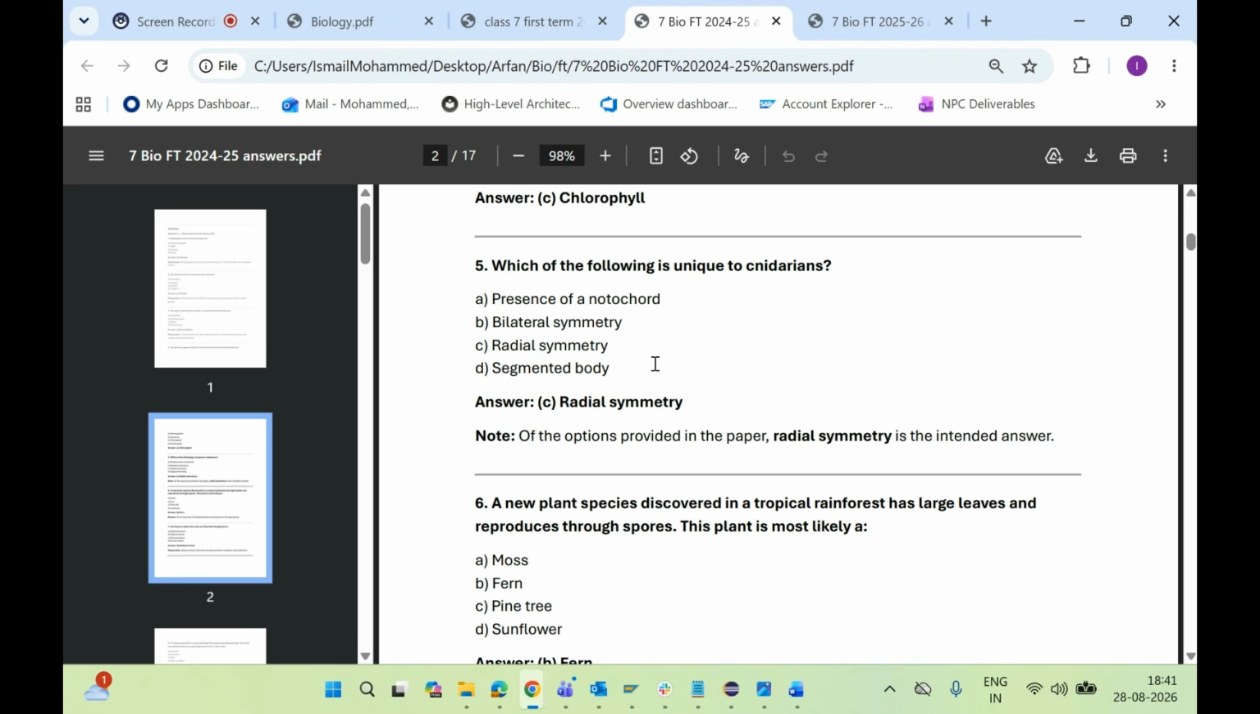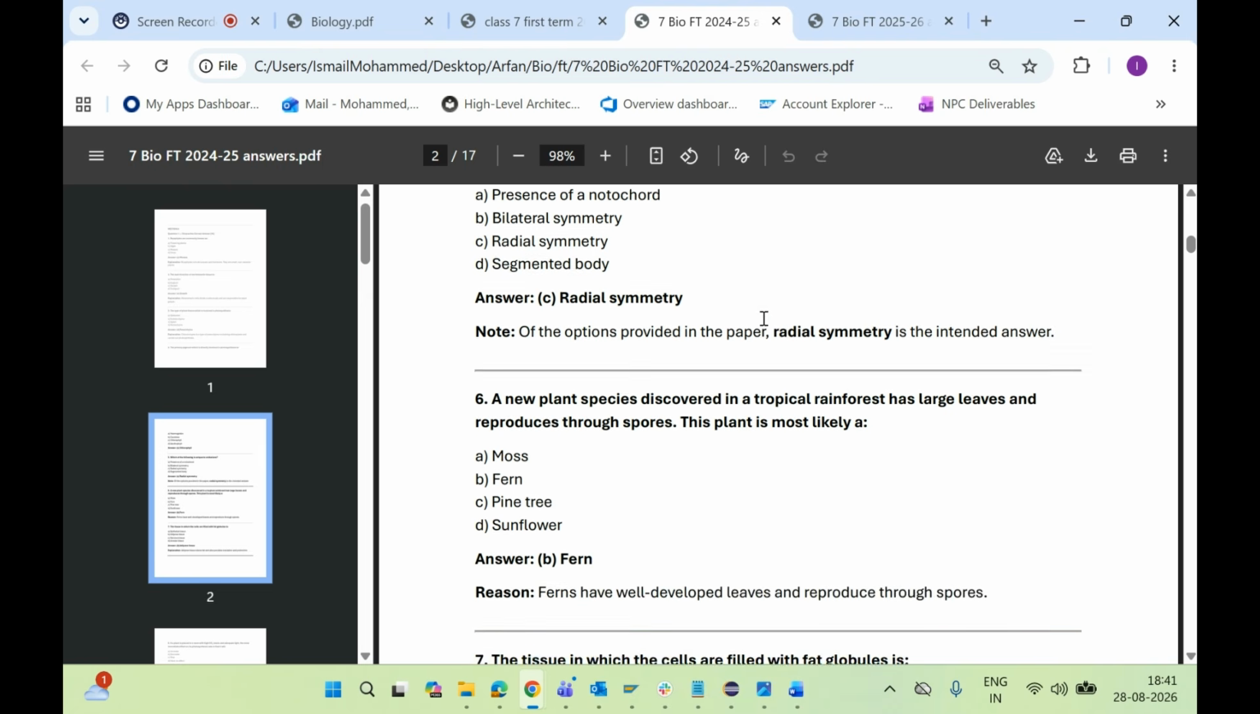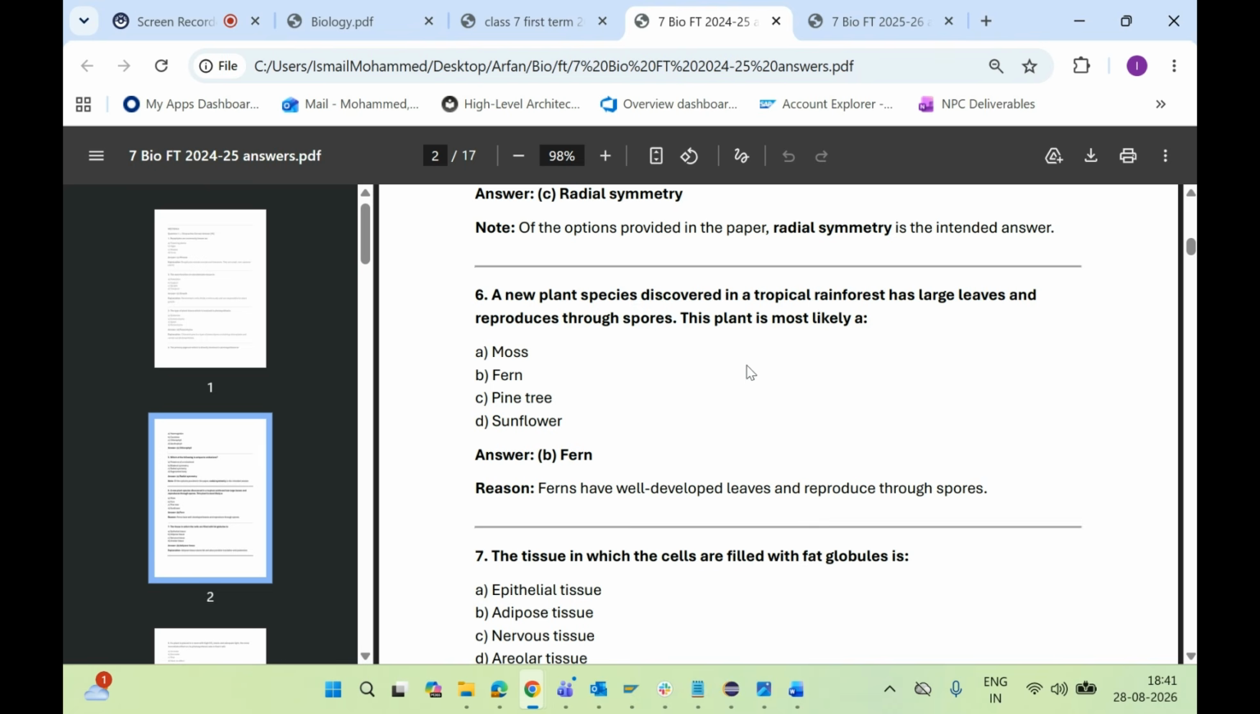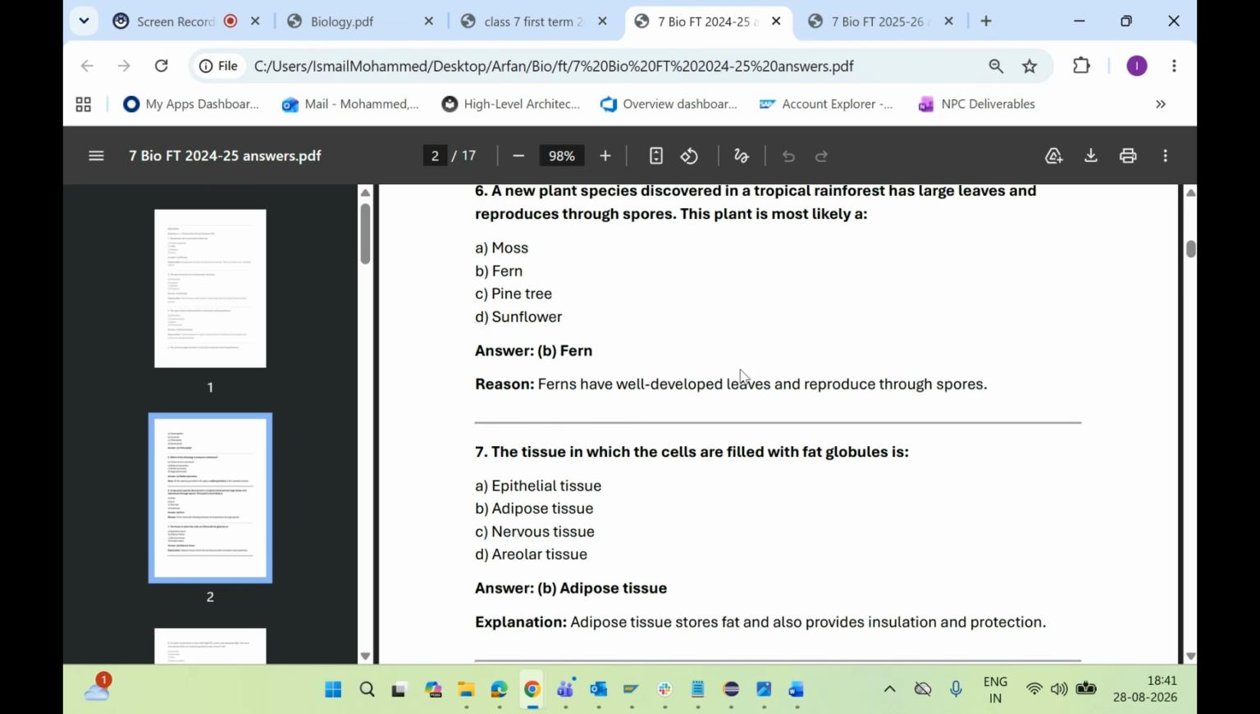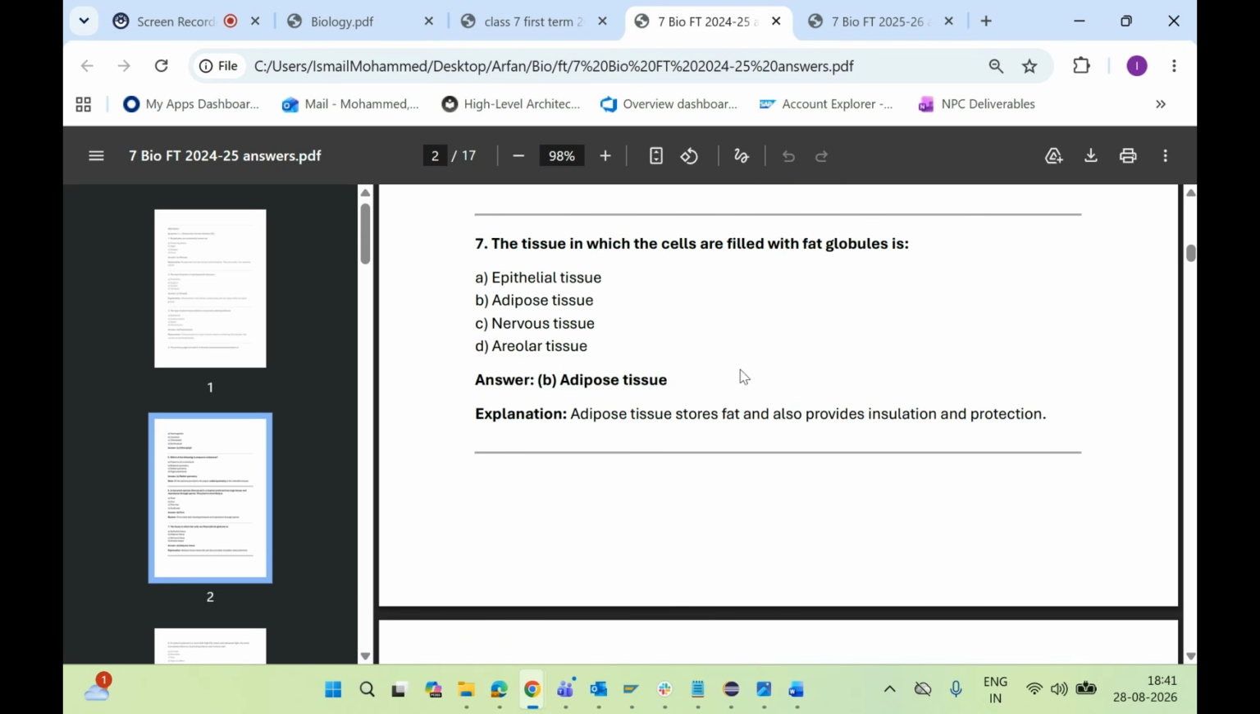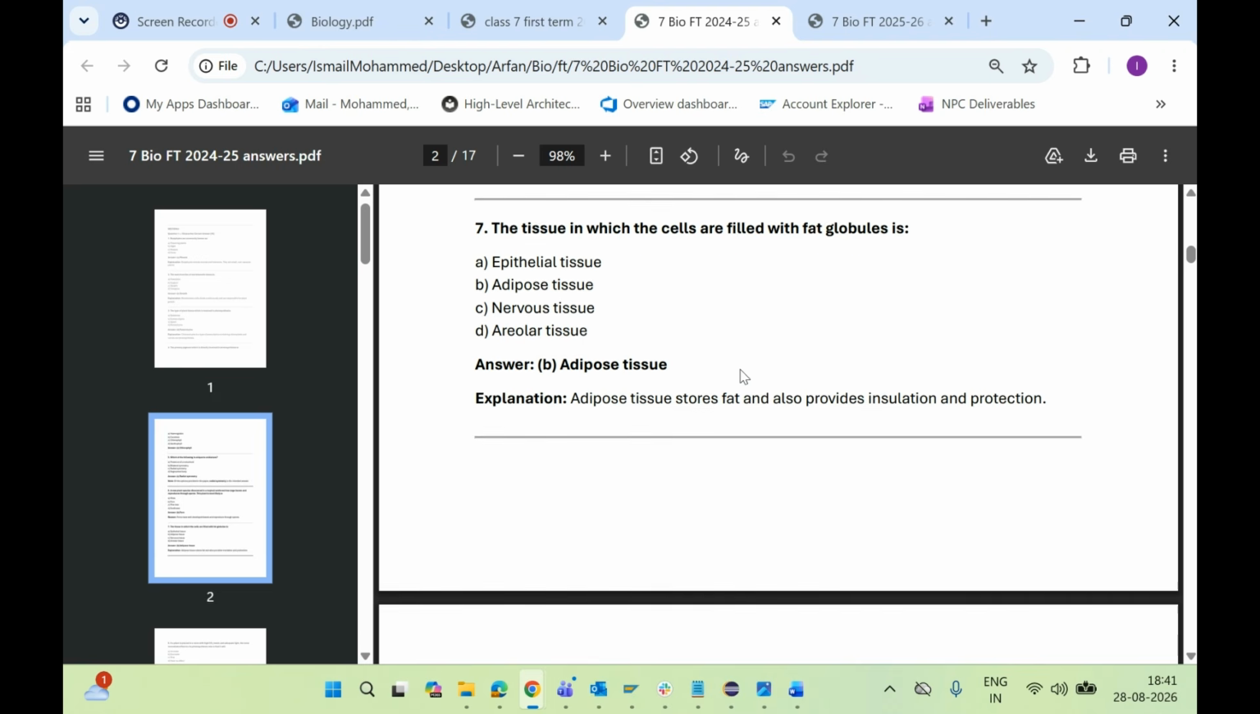This one, which of the following is unique to Schneiderians? I think it is radial symmetry. So Schneiderian is nothing but the Coelenterata, one of the types. So the answer is radial symmetry. And next one, a new plant species discovered in a tropical rainforest has large leaves and reproduces through spores. So this plant is most likely fern. The answer is the fern. Next one, the tissue in which the cells are filled with the fat globules. It's the adipose tissue, because adipose tissue stores the fat.